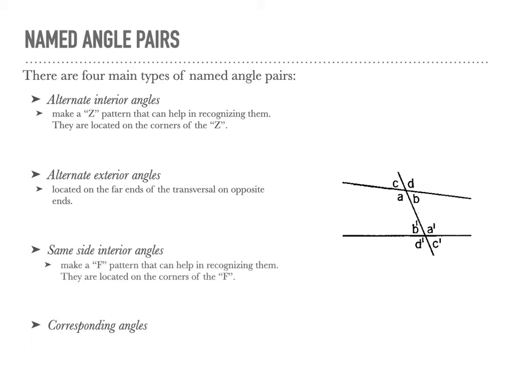Now, same-side interior angles actually make an F pattern that helps in recognizing them, and they're located on the corners of the F. Let's say you were to make an F, and an example of a pair of same-side interior angles would be B and A1, and another example would be A and B1.